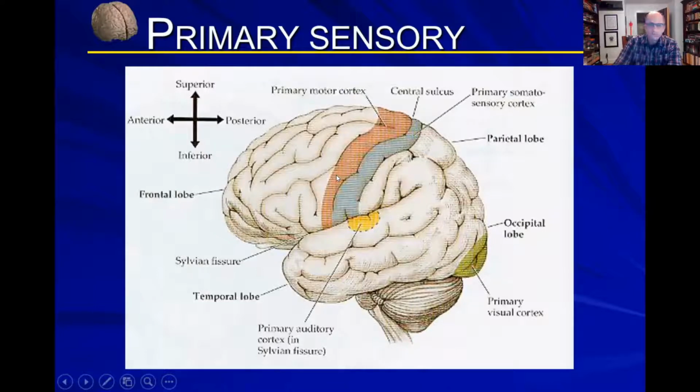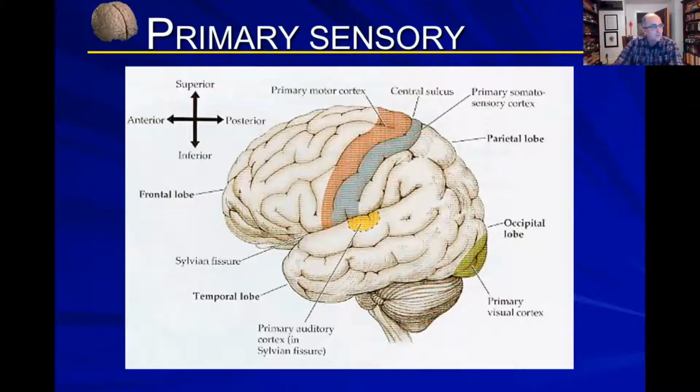All right, so quick overview of some of the cortical structures. Of course, there's a lot more to it than that, but that's a quick introduction to it. So what about some of the functions of some of these areas we just quickly touched on?